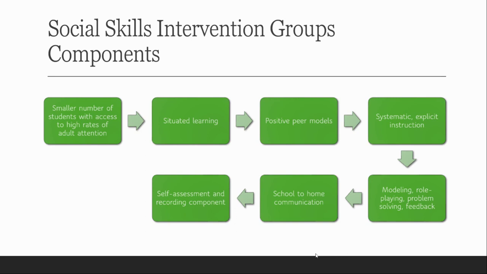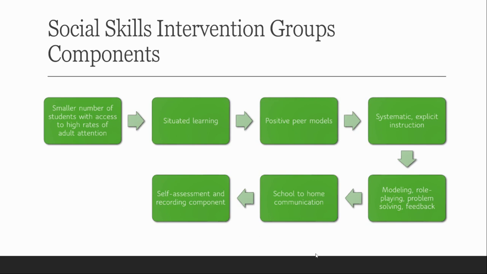So there are several things to think about when creating these social skills intervention groups. Some of the components of social skills intervention groups are, one, that they include smaller numbers of students with access to higher rates of adult attention. Okay. Social skills intervention groups include situated learning.